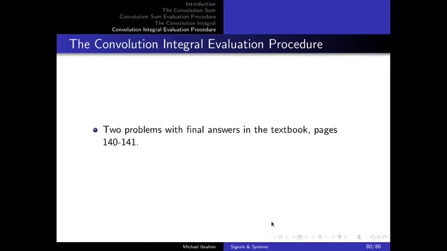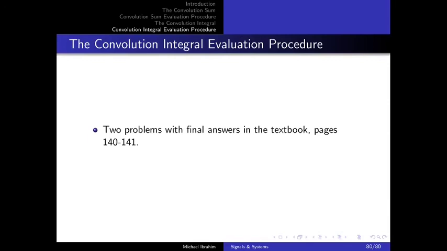We have two problems in the textbook. I would like you guys to try to exercise more. As I said before, the convolution is very straightforward, it's very easy, but it's kind of confusing sometimes if you do not practice enough. You need to practice a lot in order to master the convolution sum and the convolution integral. And this will be it for this chapter.